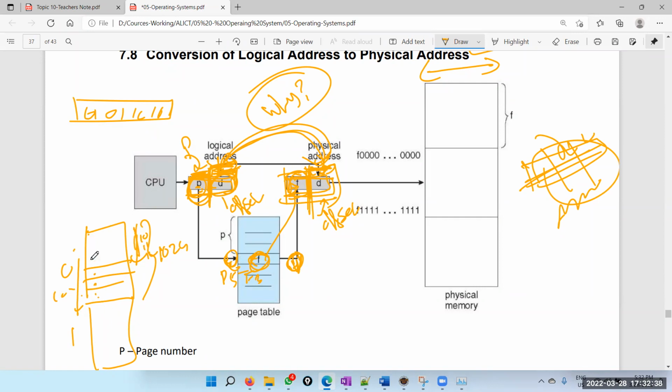If it is in frame 0, page 0, or if it is page 1 also, it starts from here, right? Because that is page 1 now. Maybe this is your 5th data. The 5th data is what you are referring to.